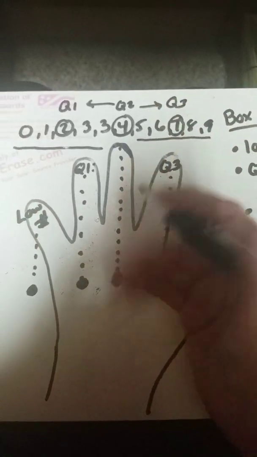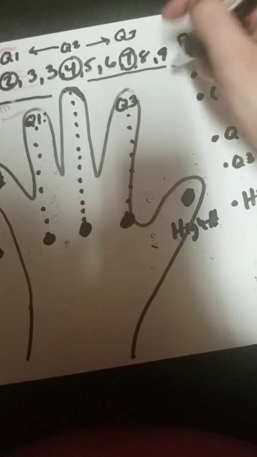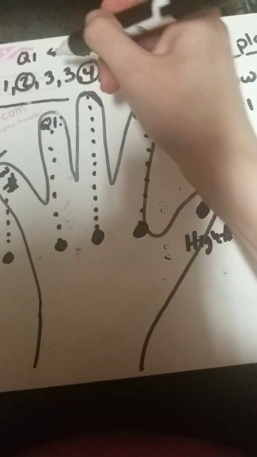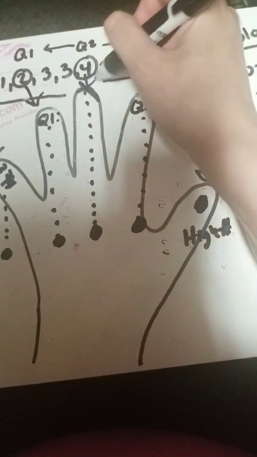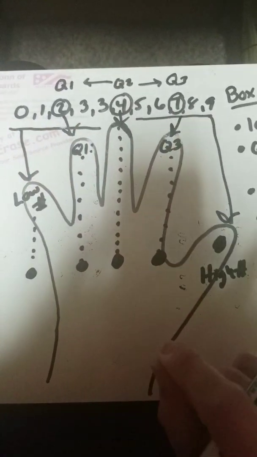So we have our 5 parts. We have our lowest number, which is 0. Then we have our highest number, which is 9. Then we have quartile 1, quartile 2, and quartile 3. We found all 5 parts using one set of data.